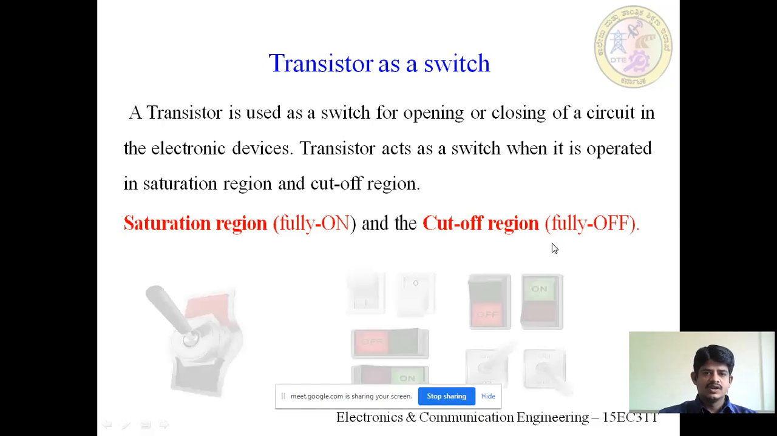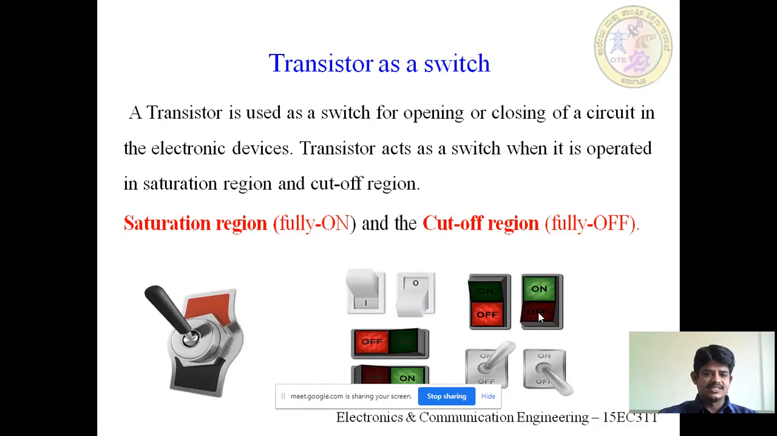You might have already seen this kind of normal switches, where we can operate on and off, like in a lab to switch on and off devices such as power supplies, function generators, or even at home. But in our electronic circuits, we cannot always use this kind of switch because these switches have to be operated manually. In electronic circuits, we need a switch which can be operated electronically.